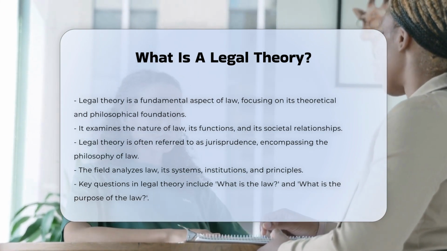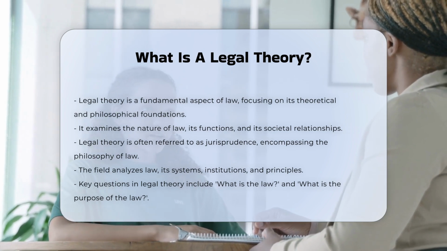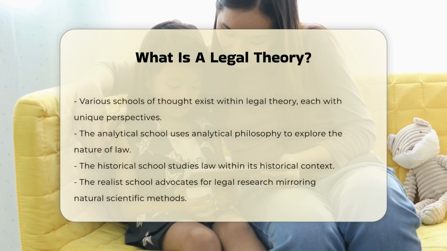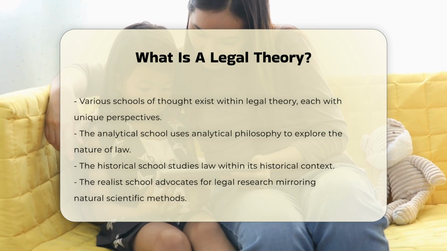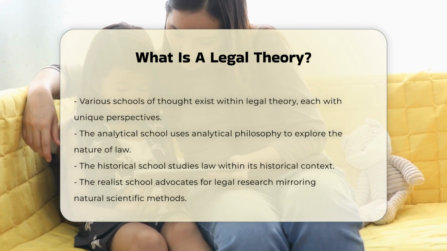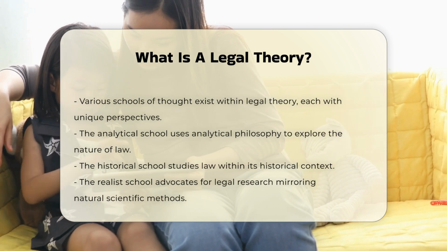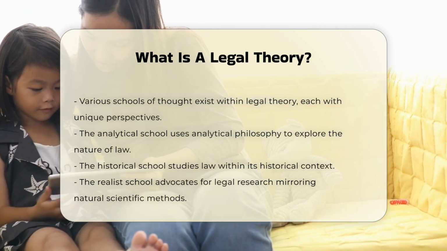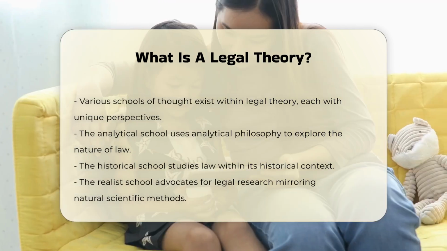Categories and schools of thought. There are several schools of thought within legal theory, each with its own distinct approach. These include the analytical school, which borrows from analytical philosophy to understand the nature of law, the historical school, which examines law in its historical context, the realist school, which suggests that legal research should mirror natural scientific methods, and the philosophical school, rooted in natural law, which posits that law is a logical extension of humanity's inherent morals.